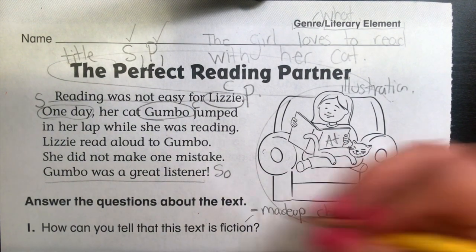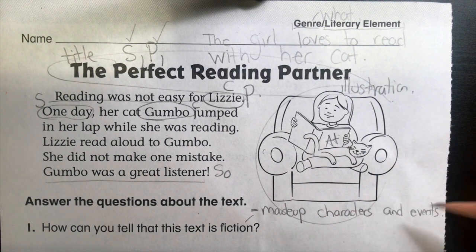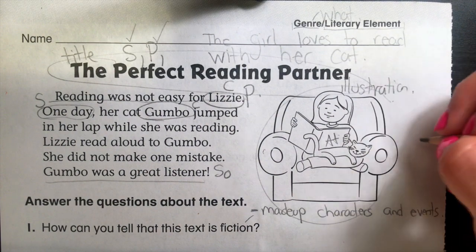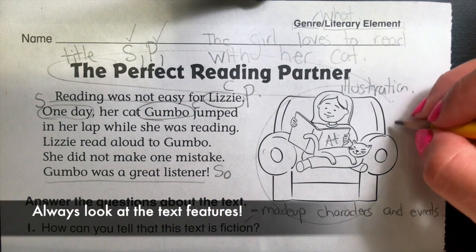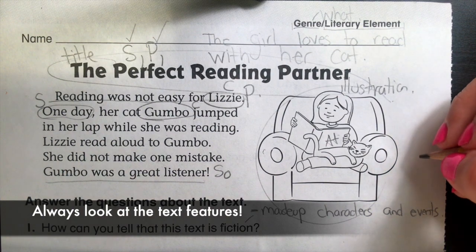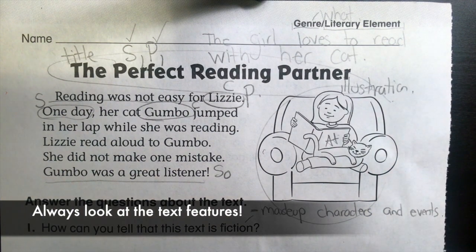That's our first characteristic. Do we have made up characters and events in this story? Yeah, I don't think Lizzie really does exist, and I don't think Gumbo really exists. So in this story, I think they're made up. And if you notice, look at the illustration. If they were real characters or real people, they would have had a photograph instead of an illustration.